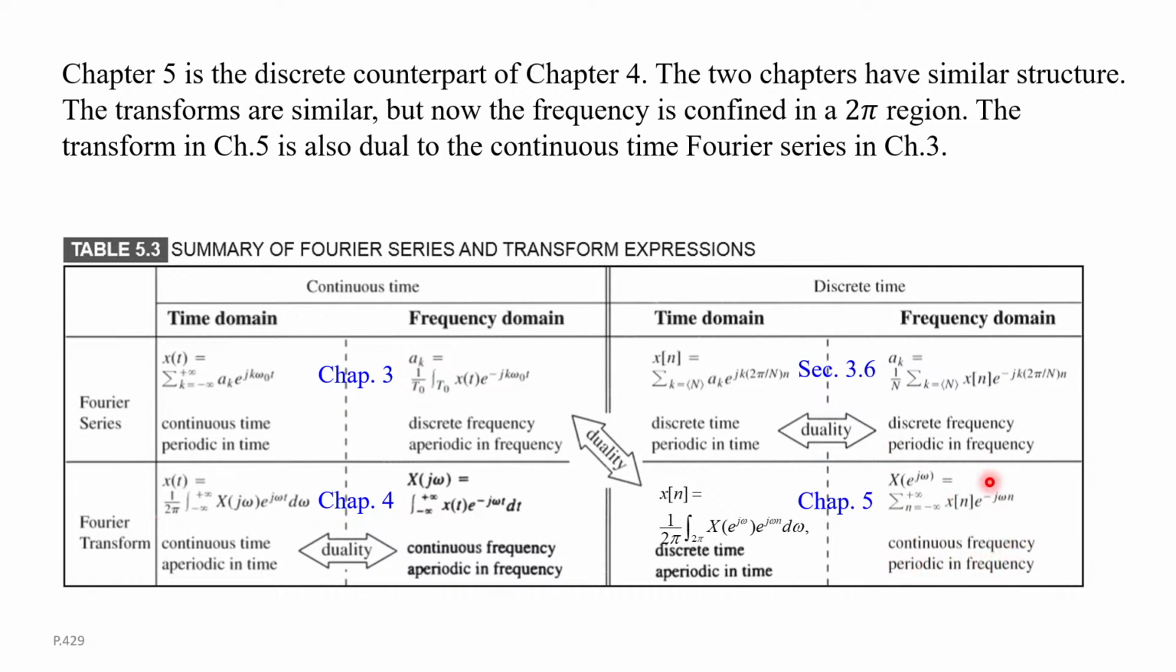We're going to see this in more detail. And remember, we also saw this in chapter 3, where you change x of t from continuous to discrete, then you get this weird periodicity of big N. But if you multiply big N with omega naught, then you see your a_k is periodic with period 2 pi. Okay, so that's similar.